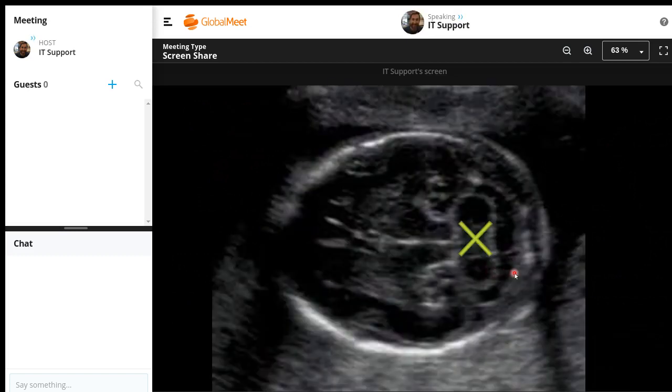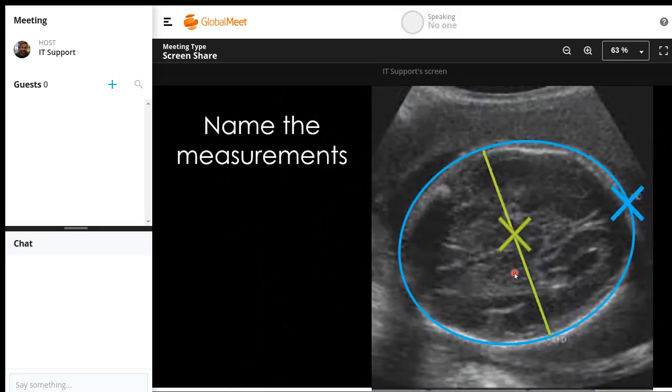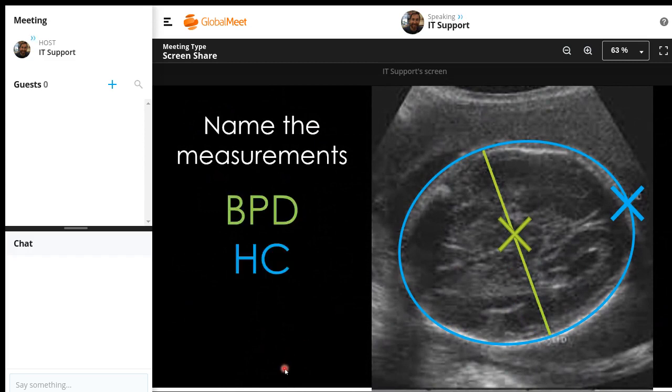So this would be the cerebellum, and this is a transverse cross-section of the fetus, of their head at the level of the cerebellum. Name the measurements. You guys are old pros at this. The green is the biparietal diameter, and the blue is the head circumference. That biparietal diameter is the leading edge measurement, and that head circumference is measuring all the way around the outside of the skull.